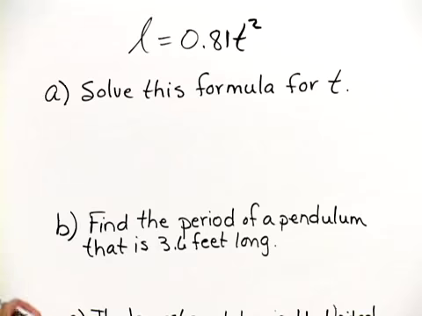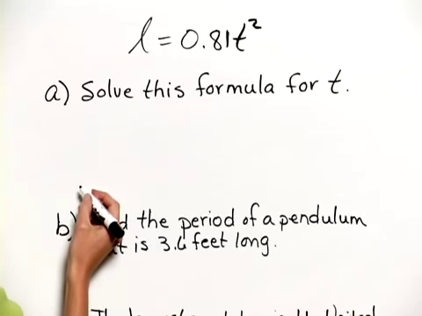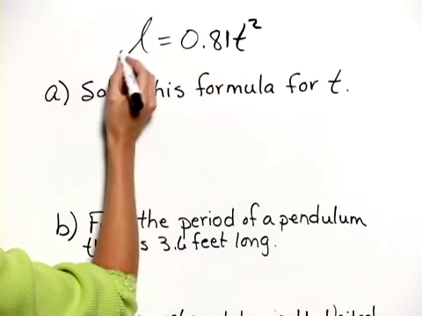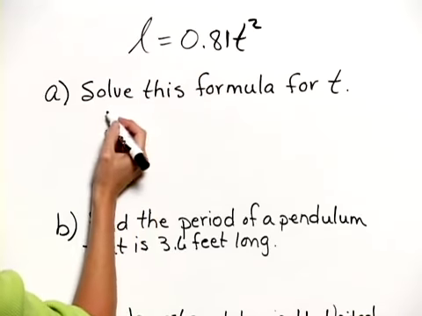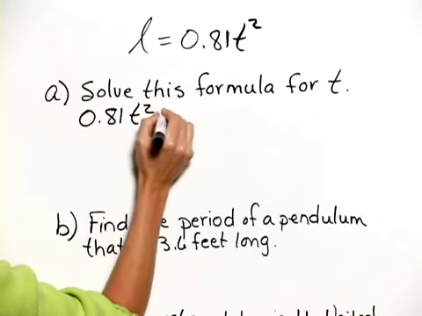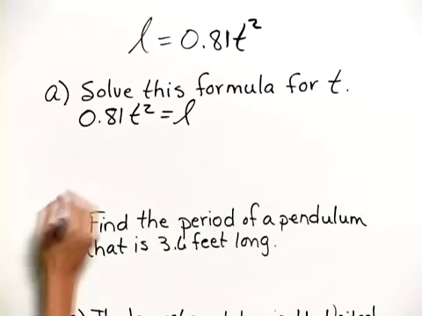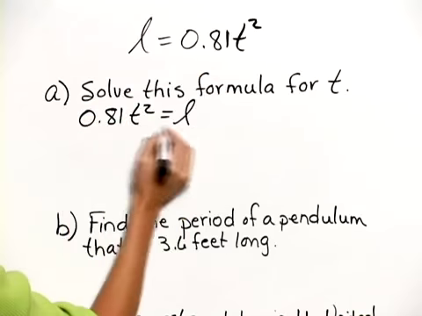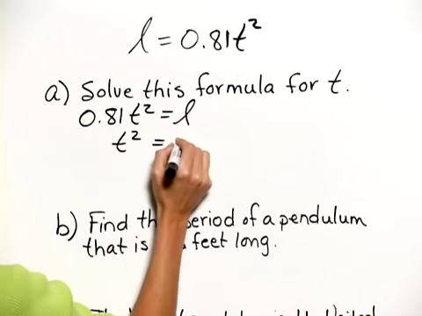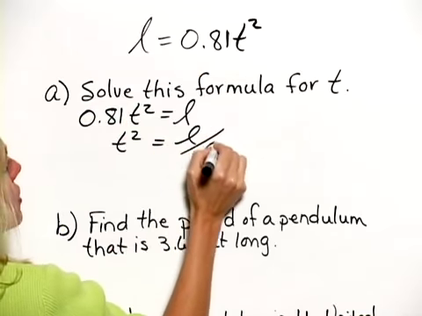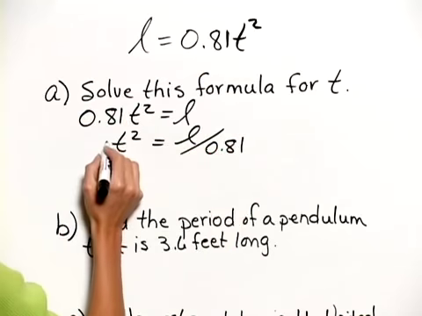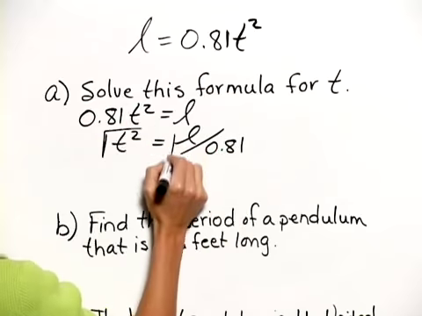For part A, we want to solve the formula for t. As we begin this problem, I'm going to switch sides so that my t is on the left side. So I have 0.81 t squared is equal to L. Now the next step will be to divide both sides by 0.81, giving me t squared is equal to L over 0.81.